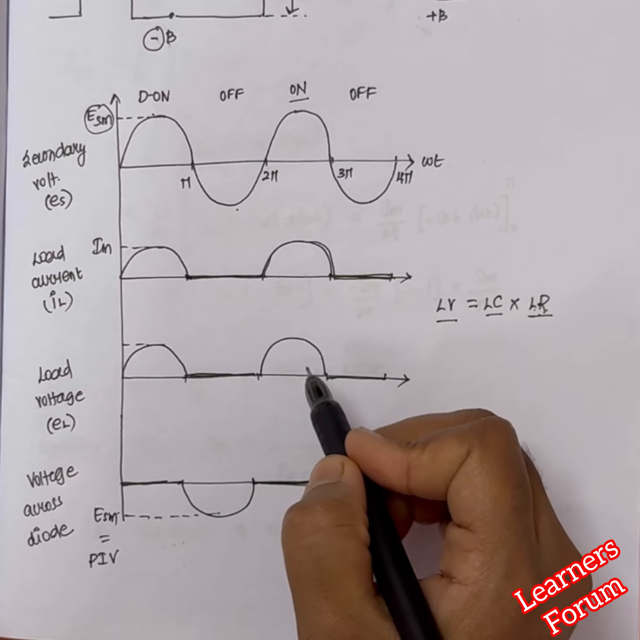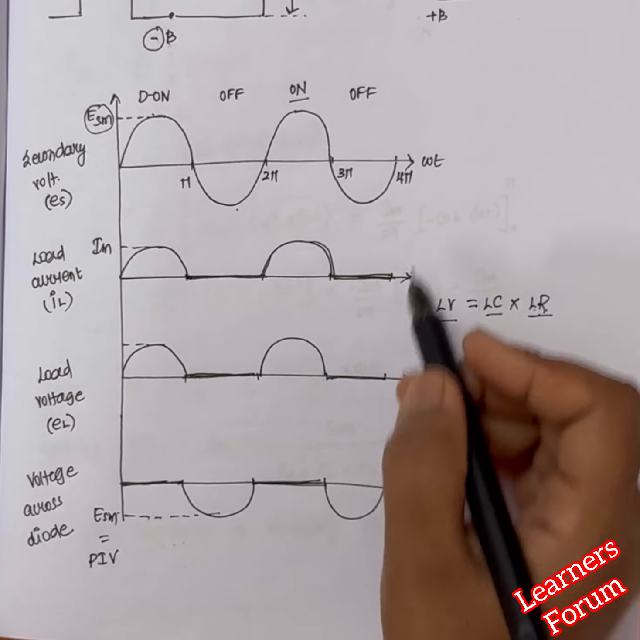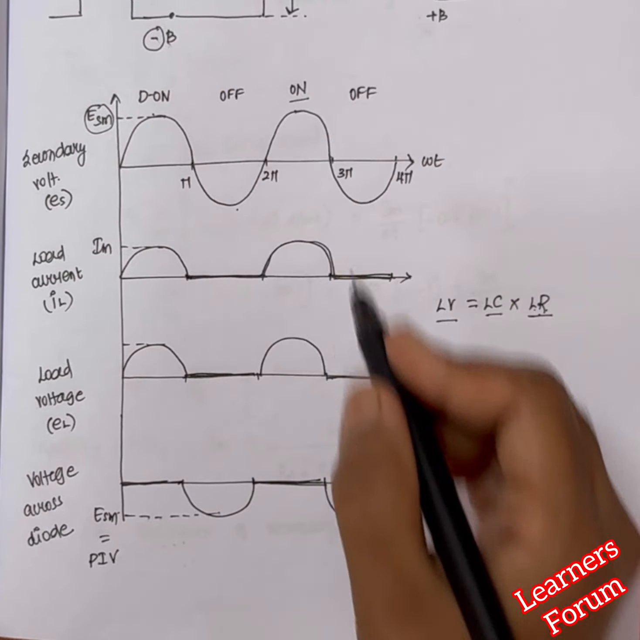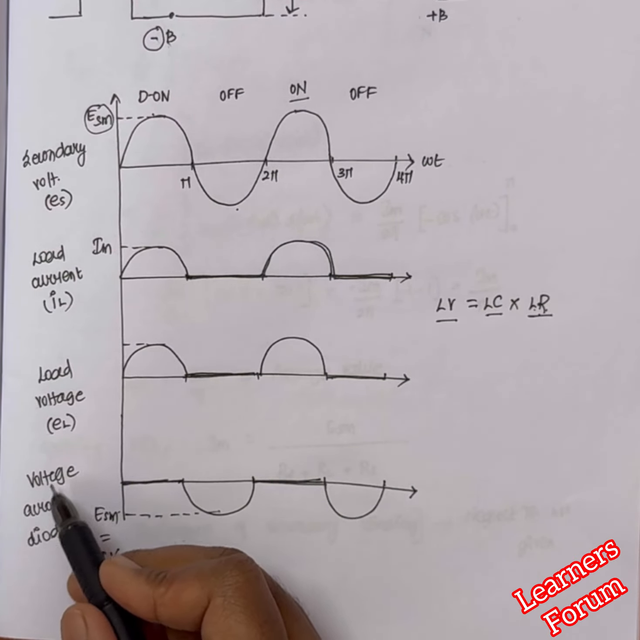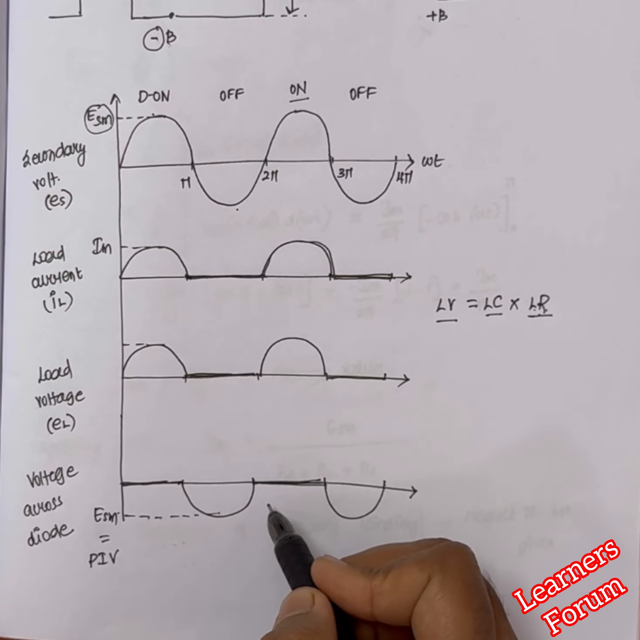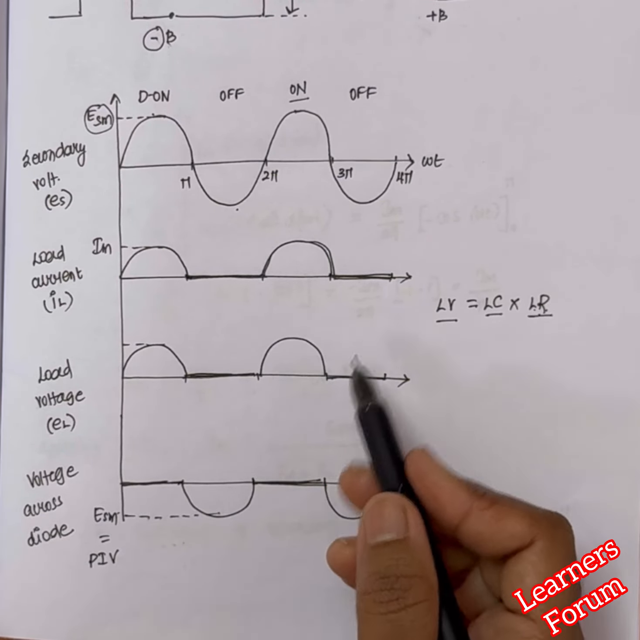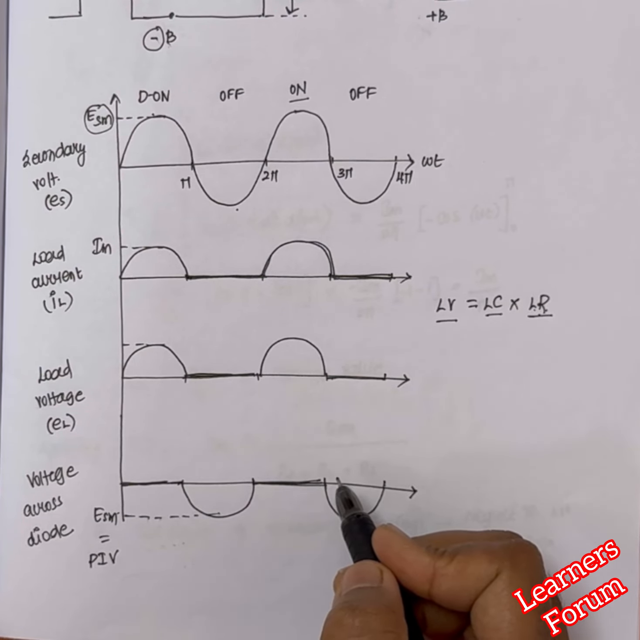Load current and load voltage are calculated after the rectifying element, that is after the diode that we have seen in the circuit diagram. But this is calculated across the diode itself. That is the reason we are getting an alternate waveform when we compare to load current or load voltage. So this is the working operation of a half wave rectifier.